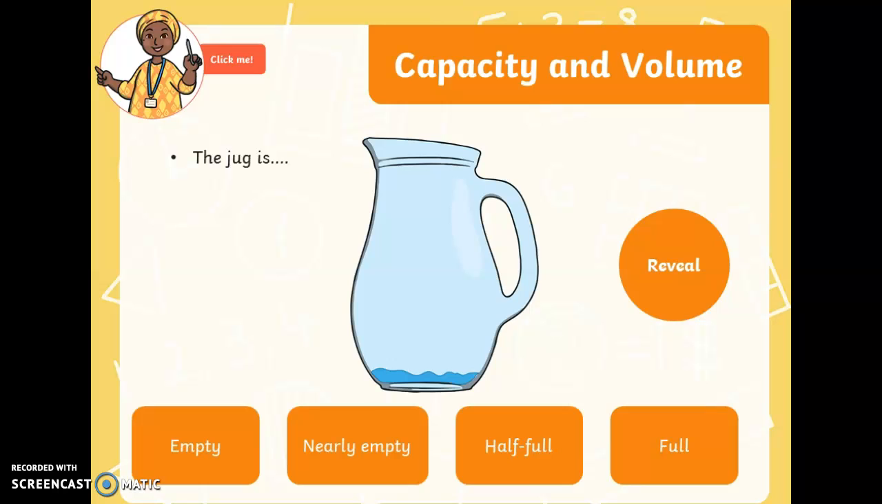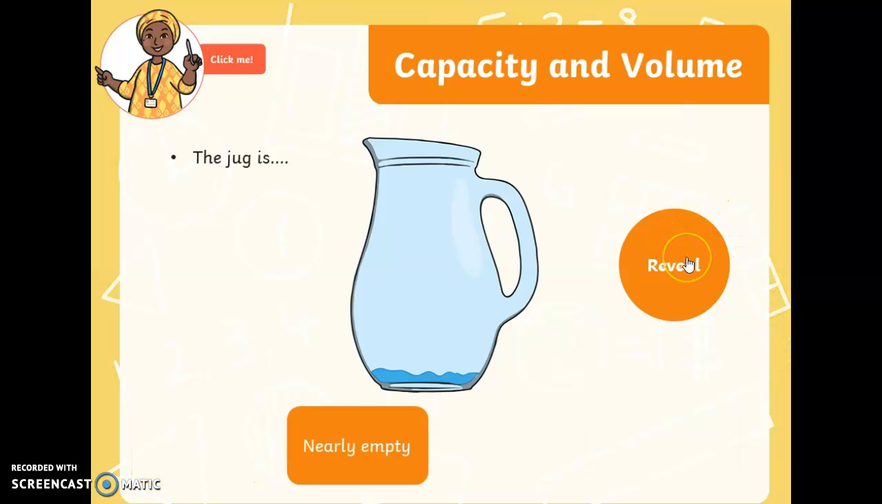Let's look at this jug. Is the jug empty, nearly empty, half full or full? Have a close look. And let's see. The jug is nearly empty. Can you say that sentence for me? The jug is nearly empty.